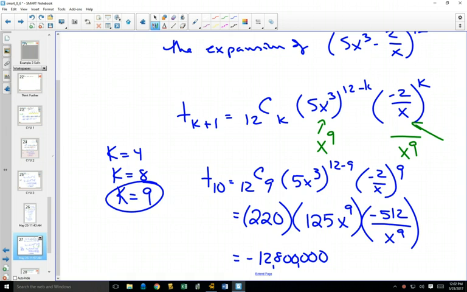So questions from your homework that deal with finding a specific term is question number 9.